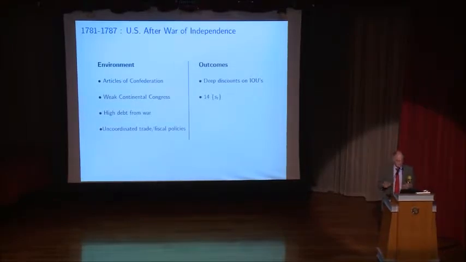In addition, the 13 states were printing their own currencies, all of which were going at deep discount relative to the Spanish dollar. But prices were quoted in Spanish dollars. That's the situation. So I told you the environment. It's the Articles of Confederation. The outcomes are deep discounts on IOUs. There's 14 ST processes, those are surplus processes, of the 13 states and the center, and they're all calling for big discounts. That's the situation.